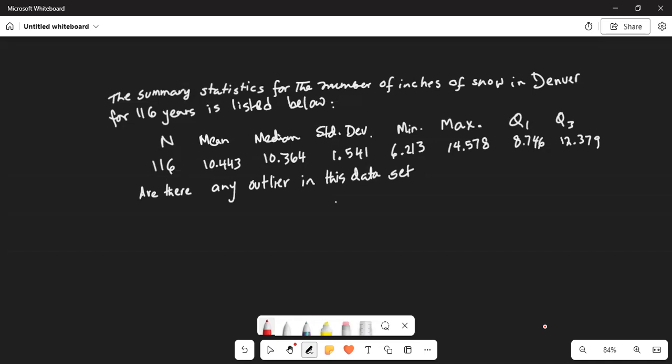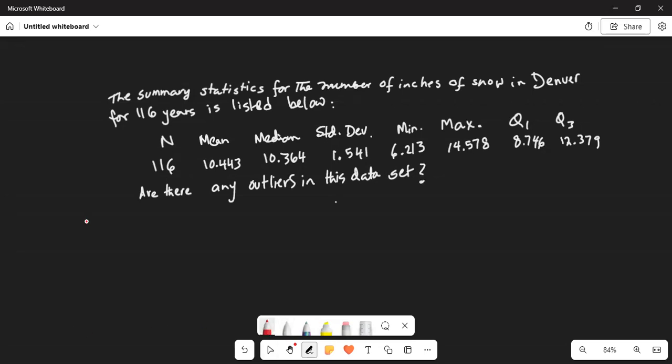That means 25% of the numbers are below 8.746, and Q3, or the third quartile, that is 75% of the numbers are below 12.379. Are there any outliers in this data set? That is the question.